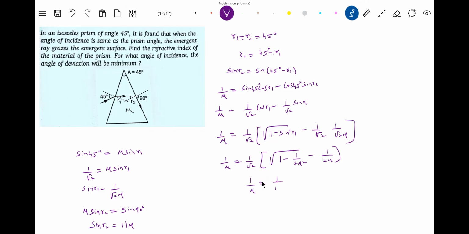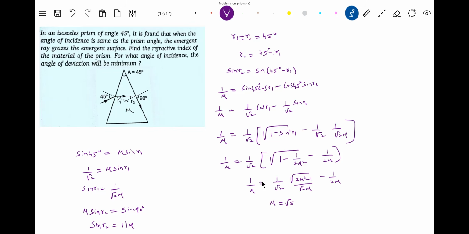One by mu, 1 by root 2. This will be root 2 mu minus 2 mu. So altogether, solving this, mu will be root 5.